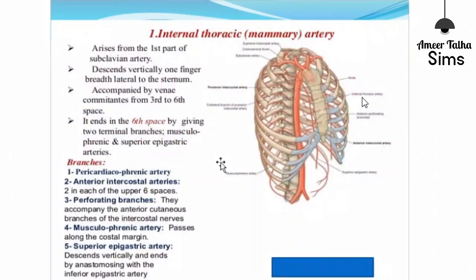Next, we will talk about internal thoracic artery. As I just told you, it arises from the first part of the subclavian artery. It descends vertically 1 finger breadth lateral to the sternum. Sternum के laterally internal thoracic artery है, and in the 6th intercostal space, it gives 2 terminal branches, musculophrenic artery and the superior epigastric artery. And besides these terminal branches, it also gives pericardiophrenic artery, which supplies blood to the diaphragm. And it also gives anterior intercostal arteries, perforating branches, and 2 terminal branches, musculophrenic artery and superior epigastric artery.